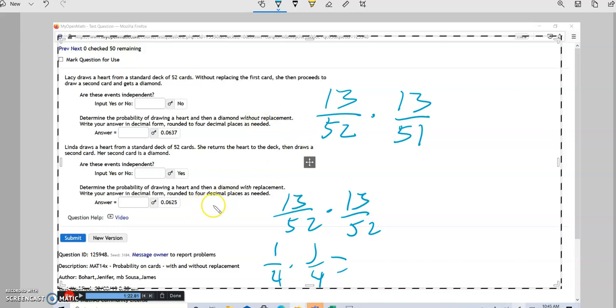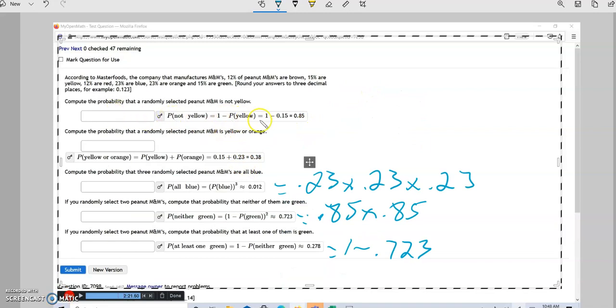Now here, they're not independent because they're dependent. They're dependent because the card is not replaced. So if it's dependent, that means they're not independent. This one is independent because I'm putting the card back. So it's basically 13 out of 52 times 13 out of 52, or a fourth times a fourth. There's a fourth of the deck that are hearts and a fourth of the deck that are diamonds. You can do it either way. It doesn't matter.